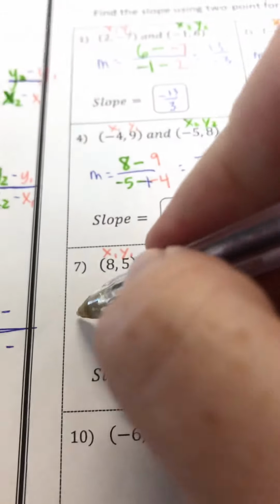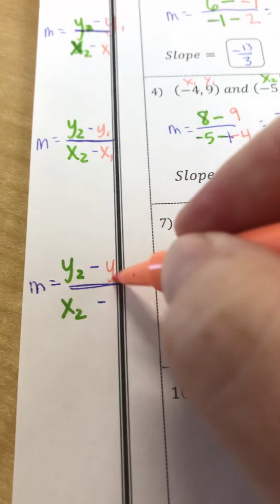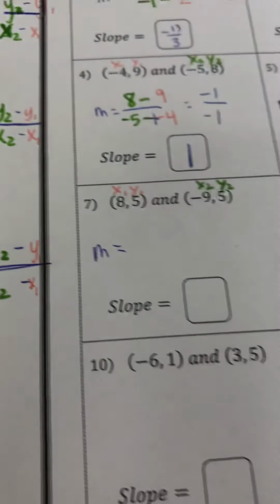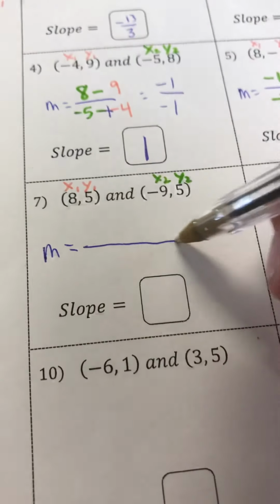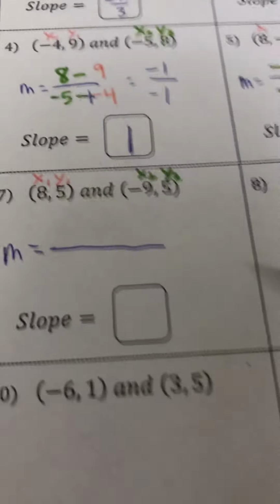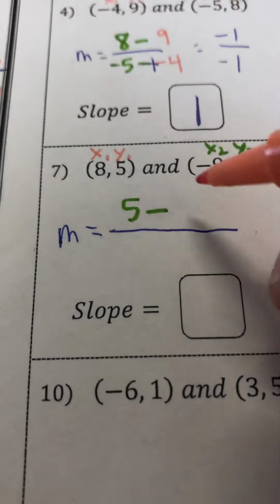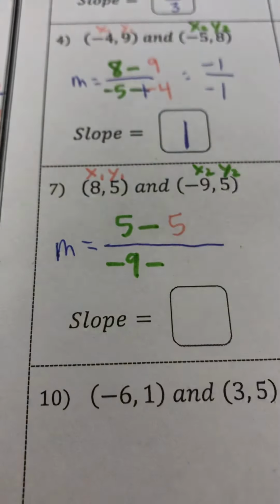Okay, so hopefully you tried it. I've been writing the equation right here just so you can see it. y2 minus y1, x2 minus x1. Do you have to do this order? No, it's just a practical order, and so I hope that it helps you to just keep doing the same thing every time. So looking at number 7, we've got 5 minus 5, and then negative 9 minus 8.